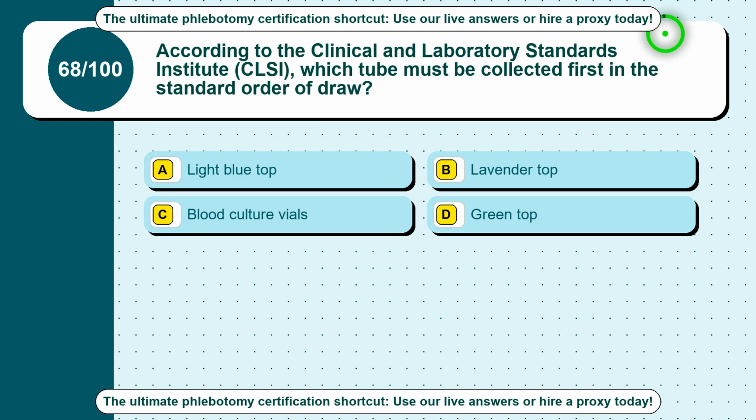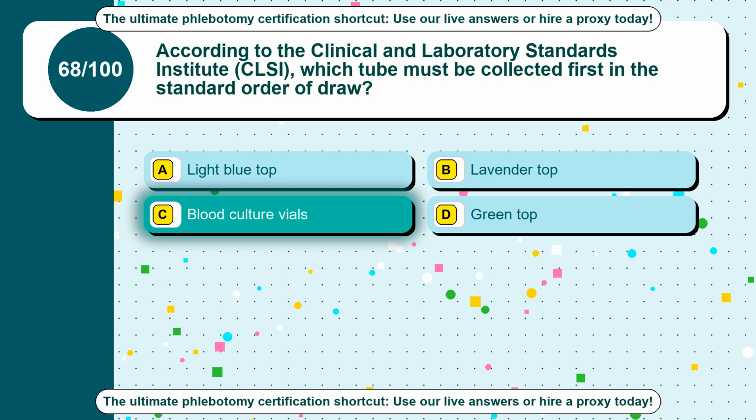Question 68. According to the Clinical and Laboratory Standards Institute, CLSI, which tube must be collected first in the standard order of draw? Option A, light blue top. Option B, lavender top. Option C, blood culture vials. Option D, green top. The correct answer is option C, blood culture vials.